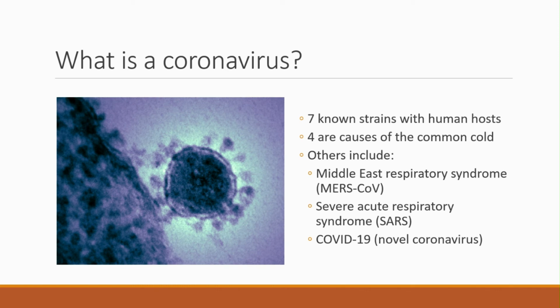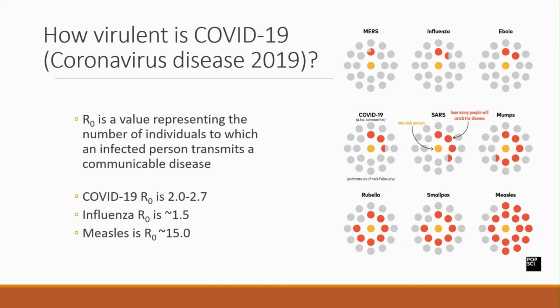Now, there are 7 known strains with human hosts. 4 are causes of the common cold. Others include the Middle East Respiratory Syndrome, or MERS-CoV, severe acute respiratory syndrome, which is referred to as SARS, and then COVID-19, which is a novel coronavirus. And that stands for Coronavirus Disease 2019. And COVID-19 gets its name from being the coronavirus disease discovered in 2019.